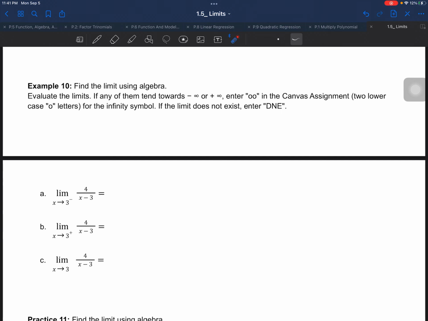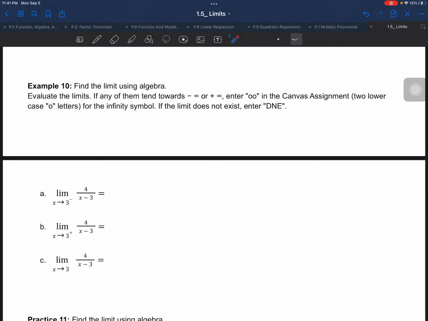Alright, so let's begin. So the first problem is asking us to find the limit of 4 over the difference of x minus 3 as x approaches 3 from the left side. So it's actually important for us to know whether we're coming from the left or the right. But of course, we should always try to do direct substitution, right? If we do direct substitution, then you're going to have 4 over 3 minus 3, right? That's going to give us 4 over 0, right? So that's a warning. We need to figure out what this is going to be.